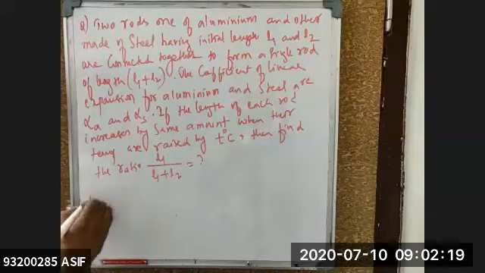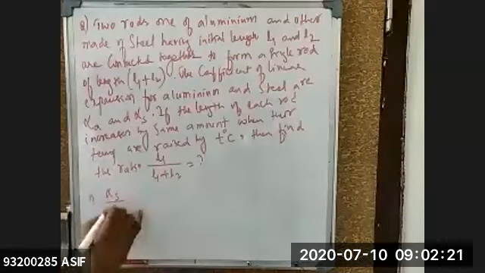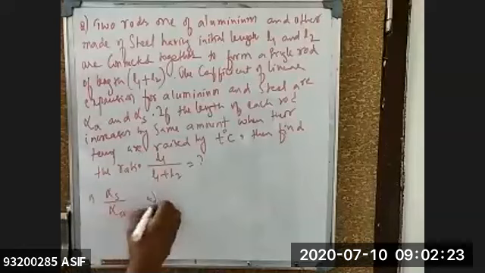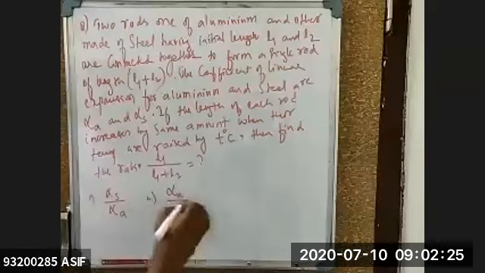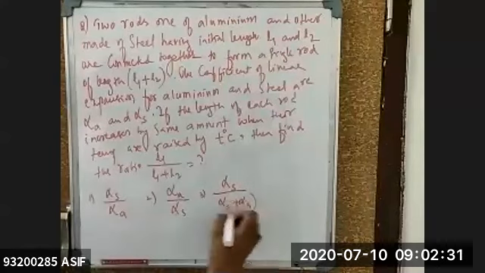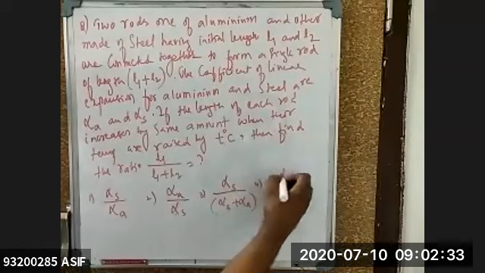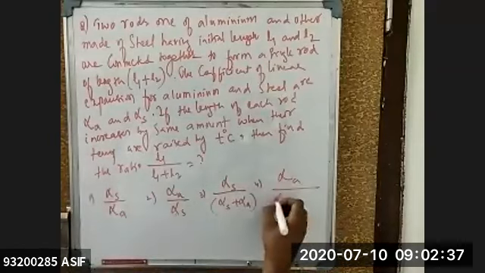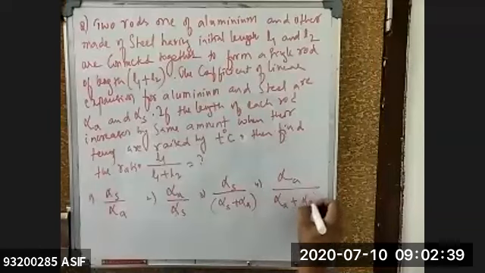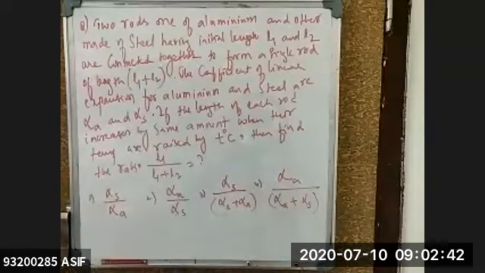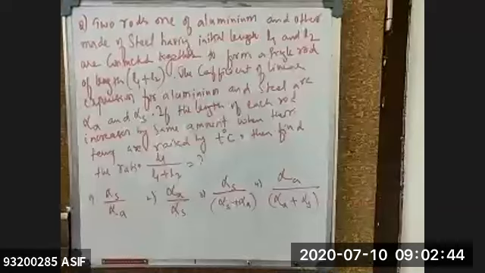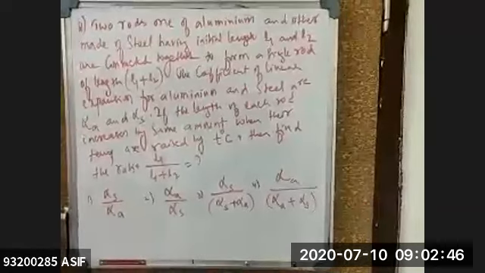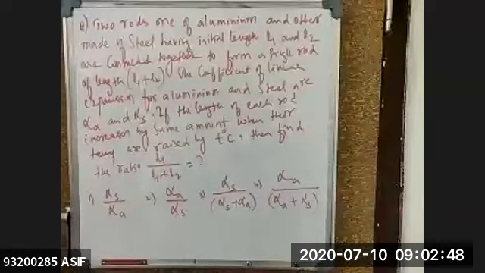I'll give the options for this one. First, alpha of steel by alpha of aluminum. Second option is alpha of aluminum by alpha of steel. Third one is alpha of steel by alpha of steel plus alpha of aluminum. And fourth option is alpha of aluminum divided by alpha of aluminum plus alpha of steel. So these are the options given for you. Take the screenshot of this question, beta.